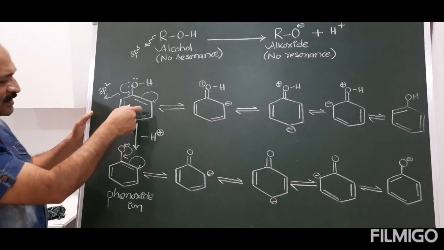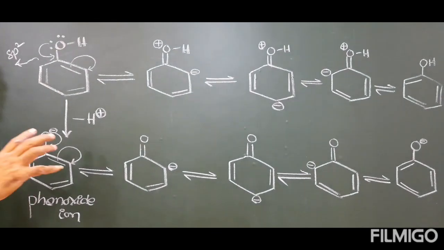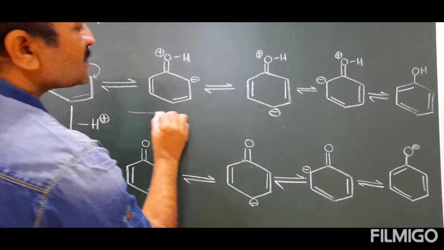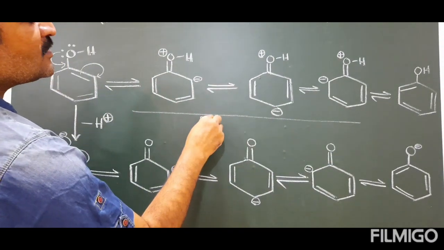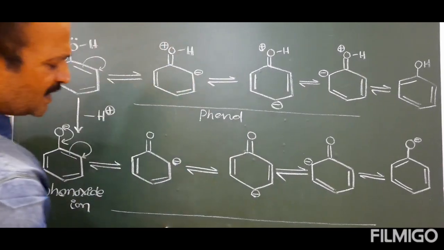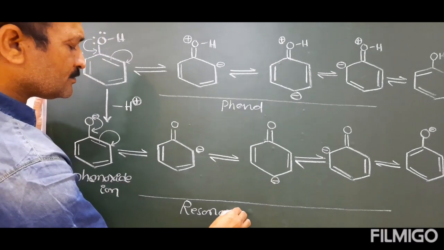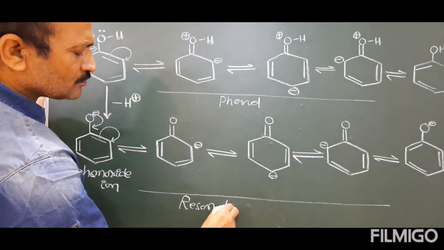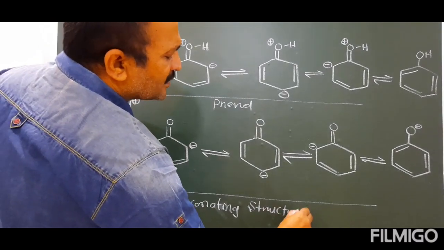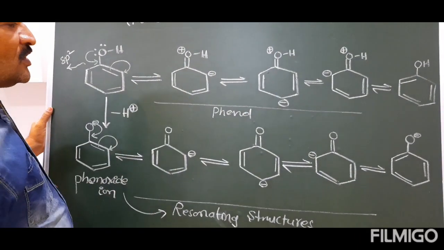Now we come to why, among the phenol and the phenoxide ion, which resonating structures are more stable and why. We are going to discuss. All these are resonating structures of phenol. These are phenol canonical structures, and these are the resonating structures of phenoxide ion. This is the phenol resonating structures.